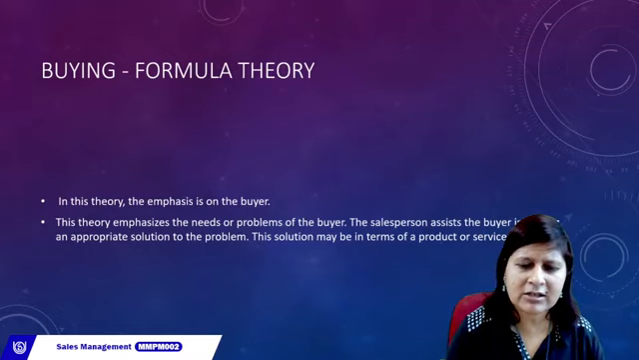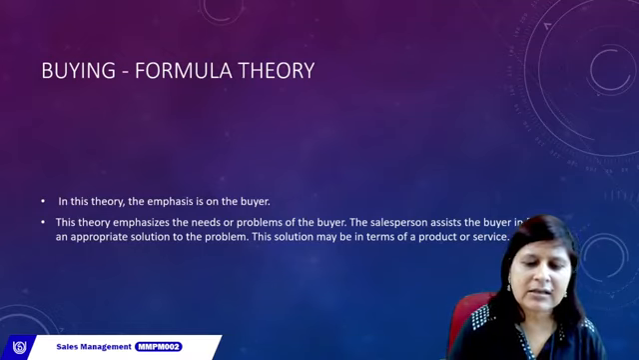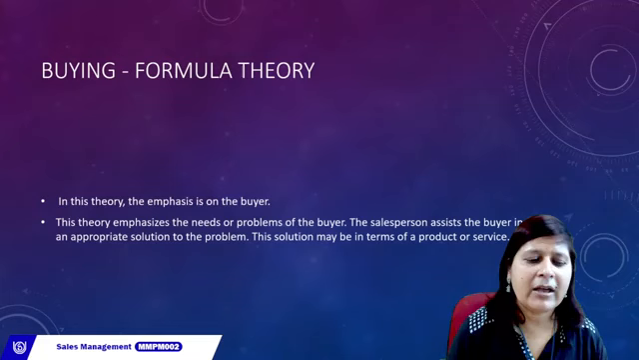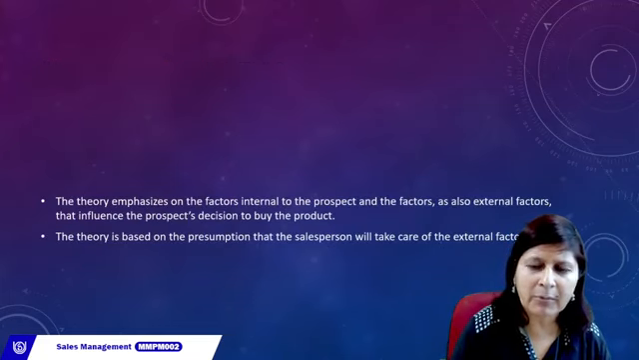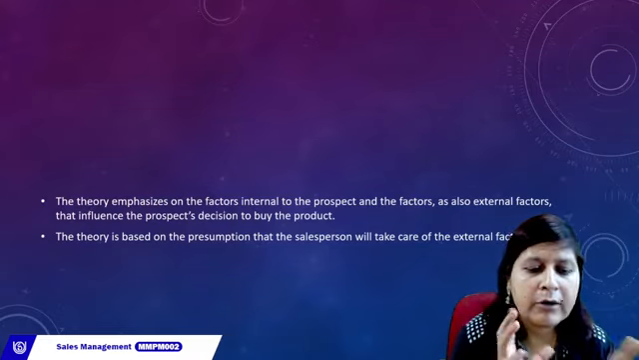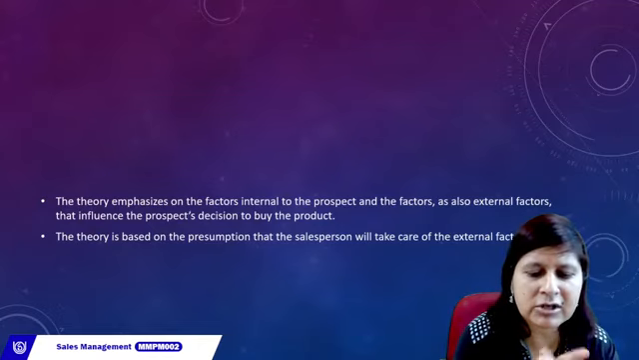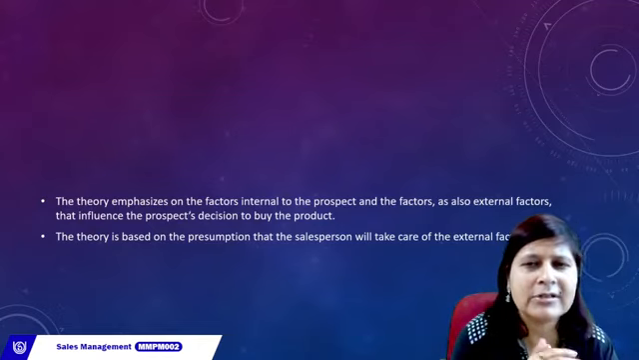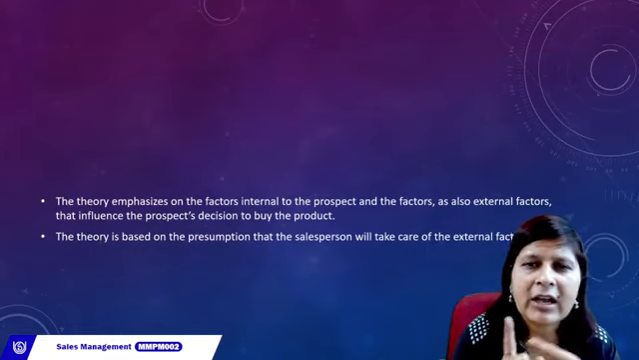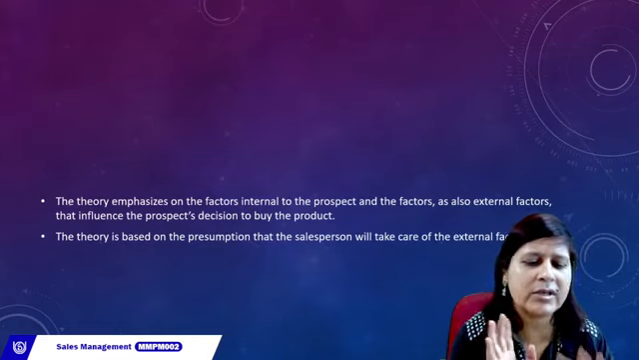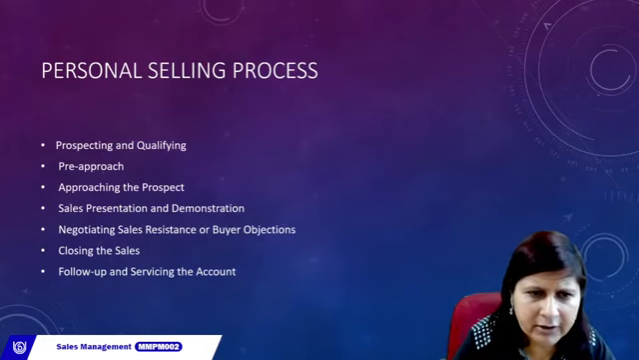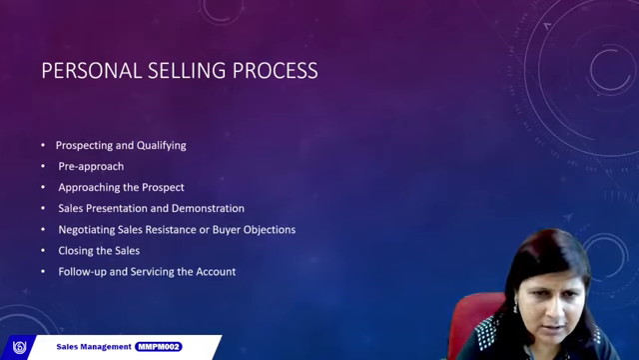Buying formula theory emphasizes solving the problem of the buyer, and the salesperson assists the buyer in finding out the appropriate solution for the problem. There are various internal and external factors which influence the buyer's decision, right? So this theory assumes that the salesperson will take care of the external factors which influence the prospect's decisions, right? Internal factors are internal factors. Now, the personal selling process.